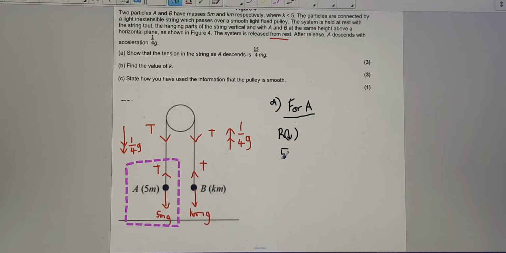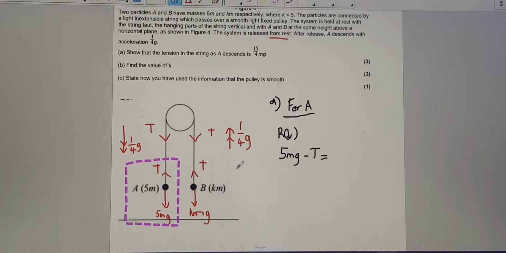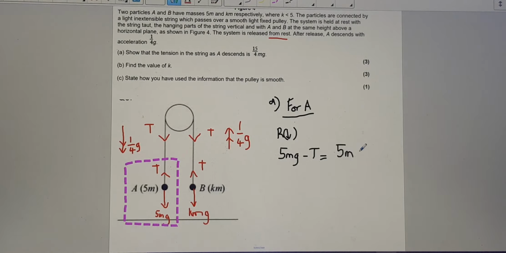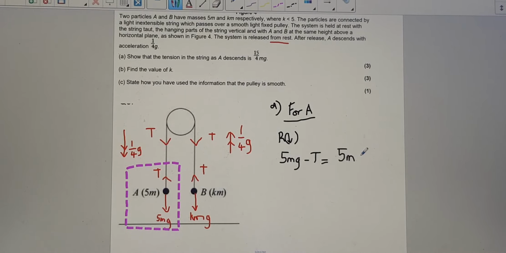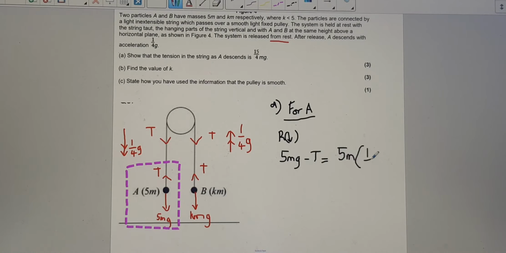So I've got 5mg. The tension is acting against it, going in the other direction. So that's the resultant force, i.e. my F, is equal to the mass of the particle, which is 5m. It gets confusing sometimes when they introduce m's, guys. Sometimes I put in m's unnecessarily, so just be really careful. It says that the particle has a mass of 5m, so the mass is 5m, times the acceleration, which I'm told is 1/4 g.